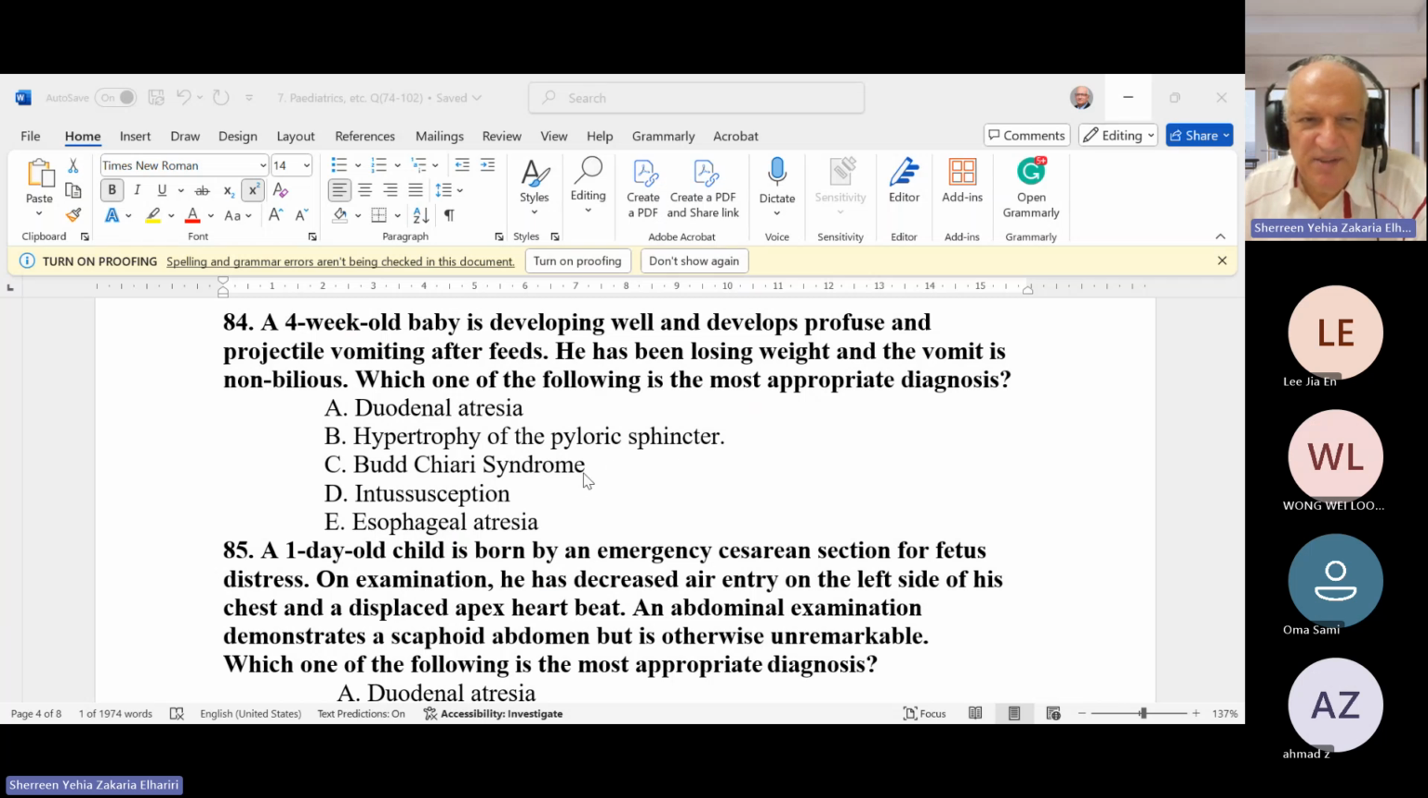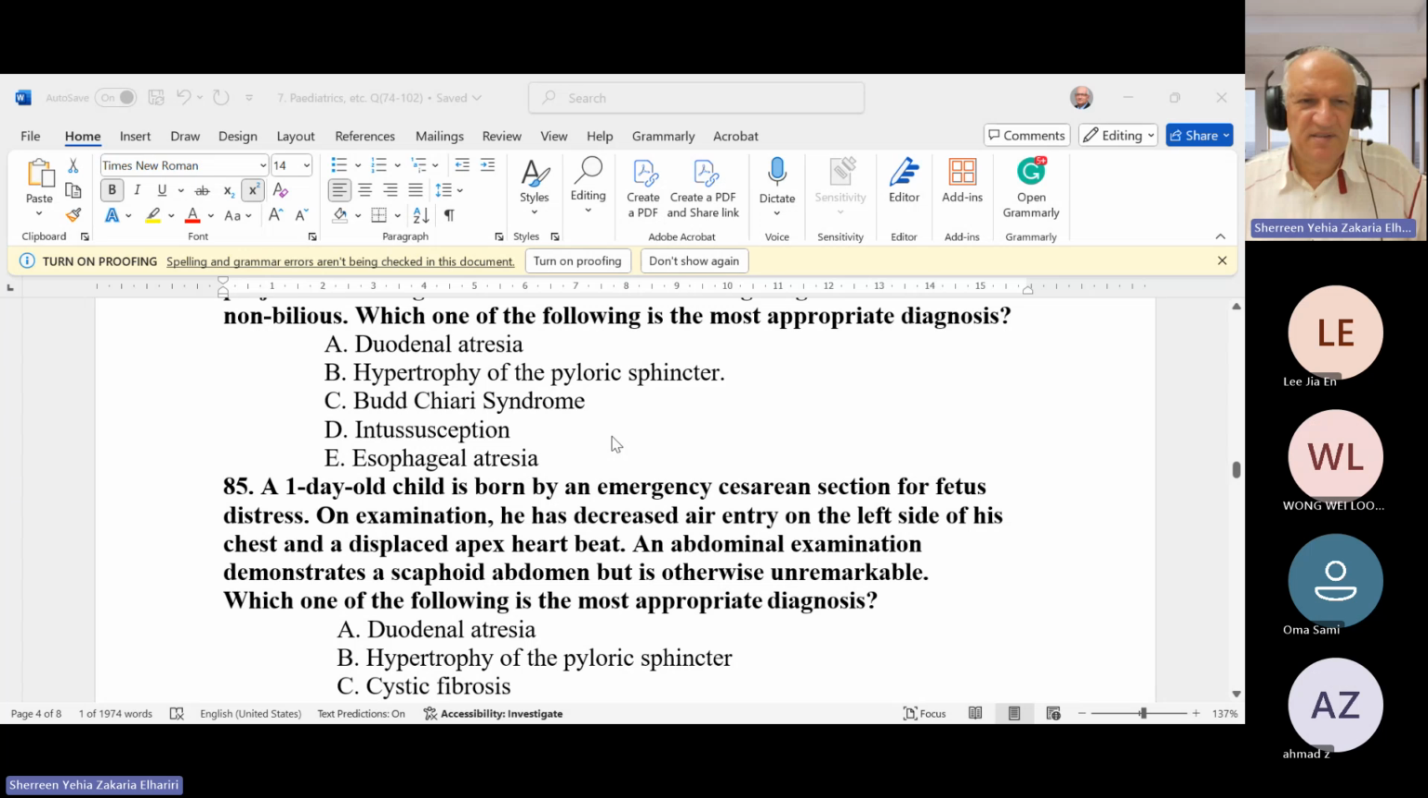Anyone know what Budd-Chiari is? By the way, it is not a congenital anomaly, but what is Budd-Chiari? Budd-Chiari is something in the liver, like portal vein thrombosis. It's called Budd-Chiari, and it can cause ascites and liver cirrhosis. It's a very rare disease. Of course, intussusception is also present in babies.